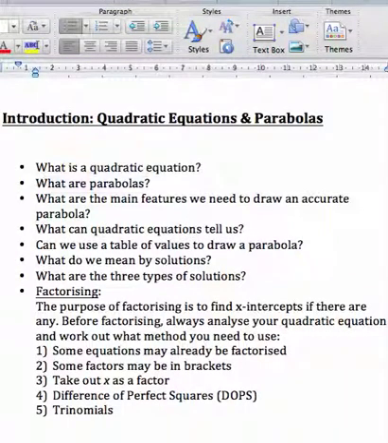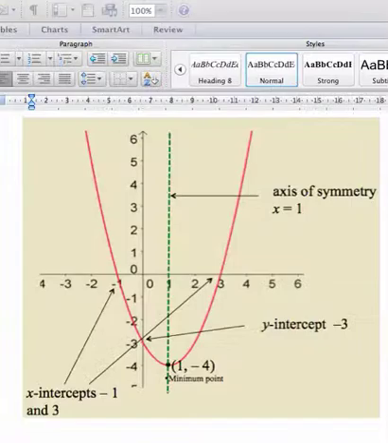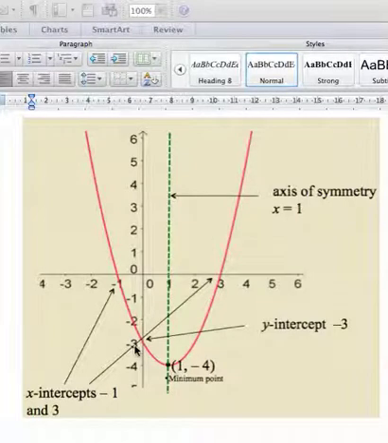Now, our next slide point says, what are the main features we need to draw an accurate parabola? This is really important because you'll be needing all these points to actually draw a parabola. If you have a look at this example here, the red diagram is the parabola, and parabolas can have various things. What every parabola must have is a turning point.